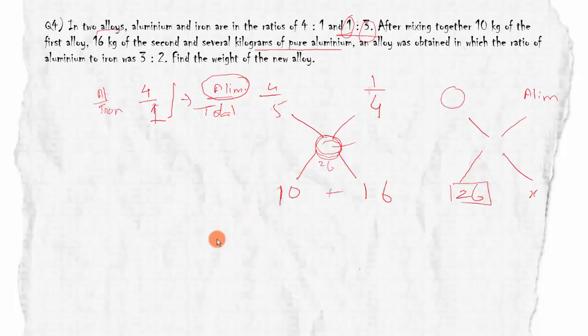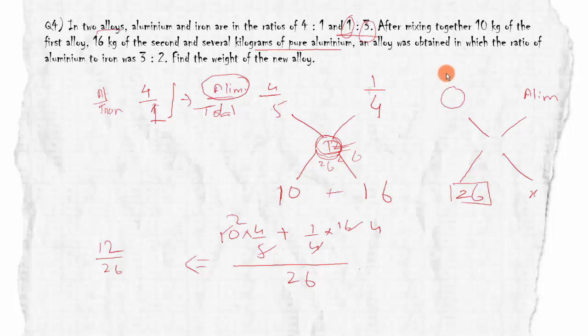To find this value, we'll apply the normal weighted average concept: 10 into 4 by 5 plus 1 by 4 into 16, divided by 26. That is 8 plus 4, which is 12 by 26, right? So this value is 12 by 26 concentration. That is, out of 26 total, 12 is aluminum. So the concentration with respect to aluminum is 12 by 26.